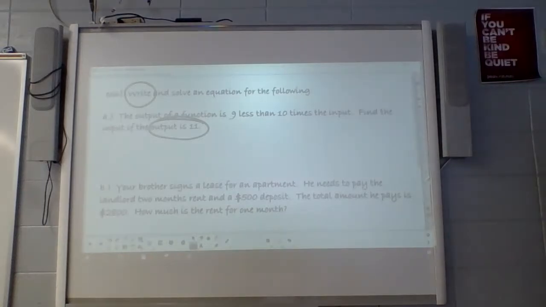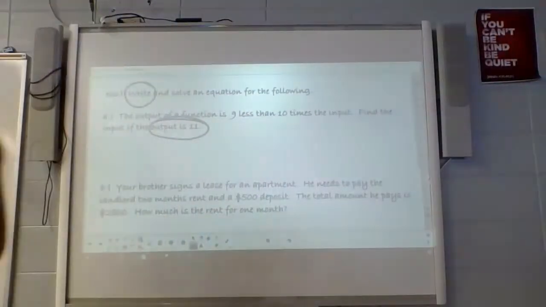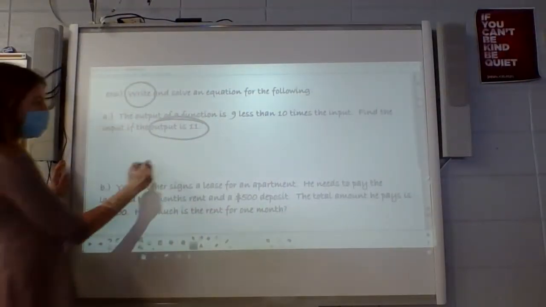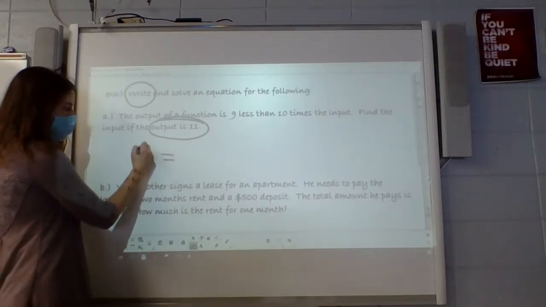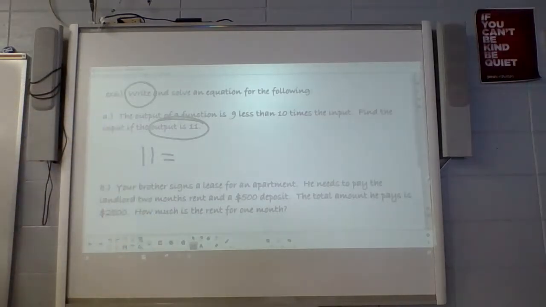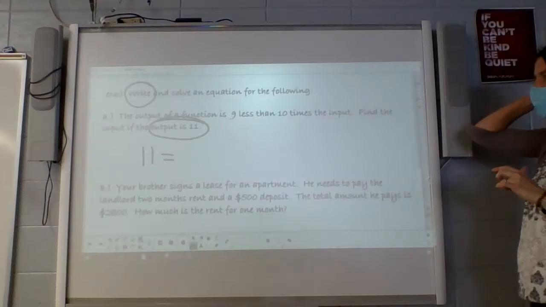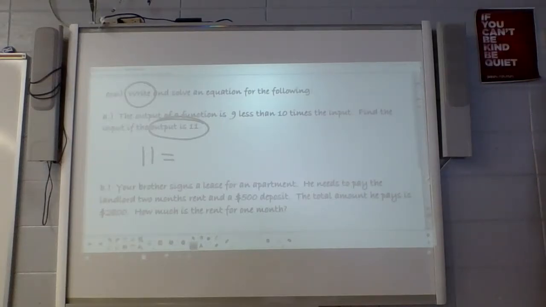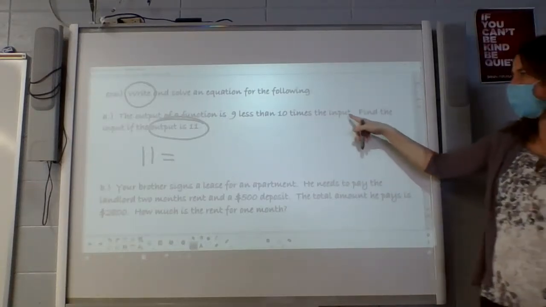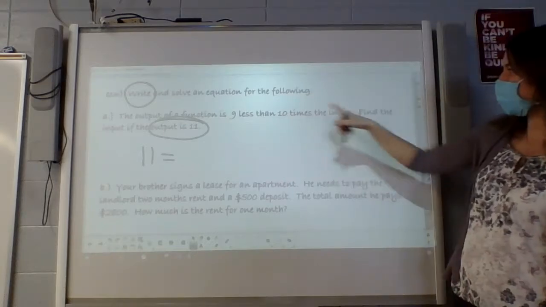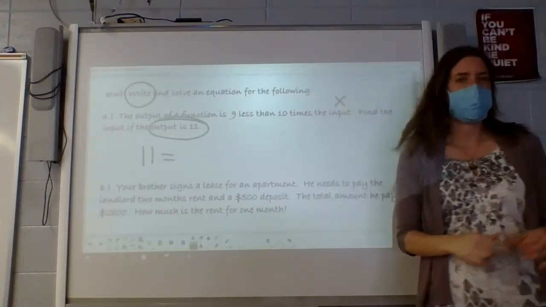What does "is" show up as in an equation, do you know? It's going to be equals 11. Yep, so this is going to be equals 11. Either way you want to write it, the 11 on the left or the right, that's the output, that's the answer. The output of a function is 9 less than 10 times the input. The input we don't know. They say find the input, so that's going to be my x.